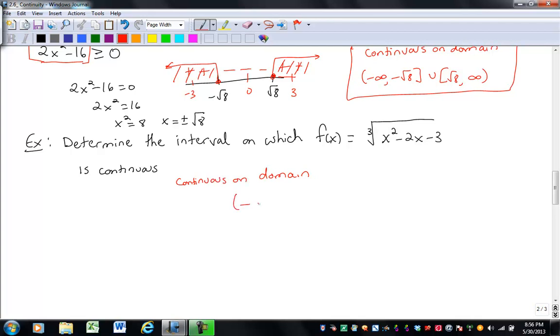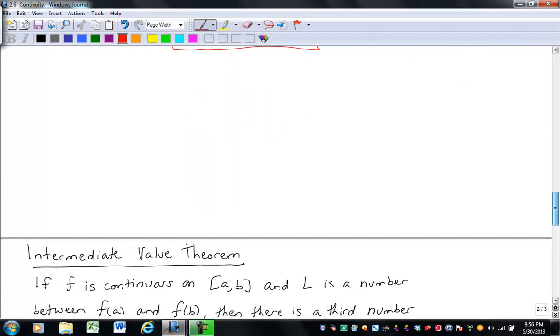But the domain is all real numbers, because I can take negative numbers under an odd indexed root, because odd roots respect negative signs. So that function is continuous everywhere because it was an odd root, and odd roots can have negative numbers under them.